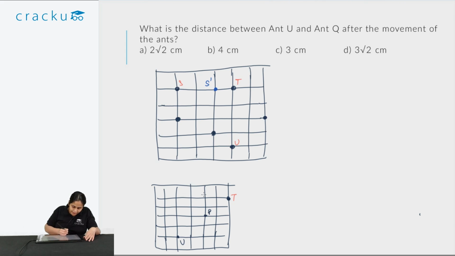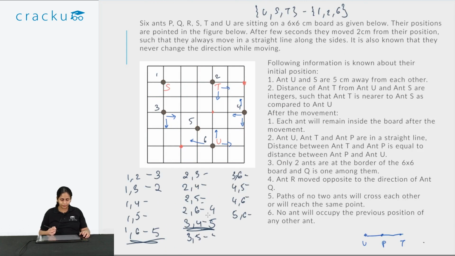I know that S dash is over here. S dash essentially means the new position, as in S, T and U refer to the old position, and S dash, T dash, U dash, P dash refer to the new position. Okay, so I know that S has moved over here. Now 4 has moved inside and U has moved here. So where can 5 move?